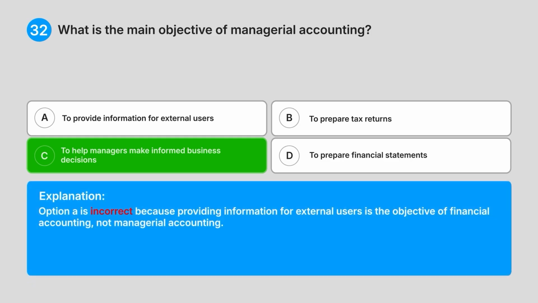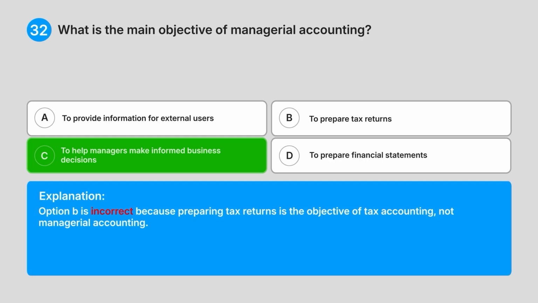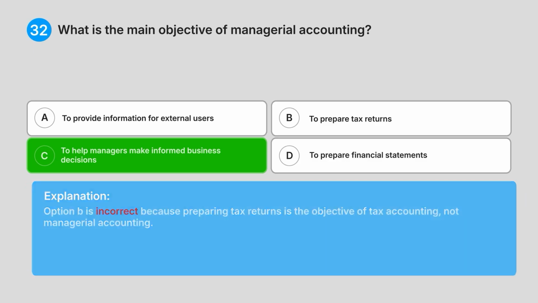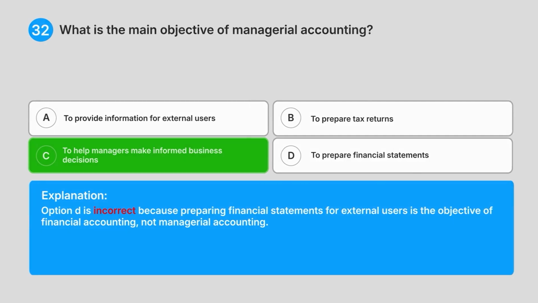Option A is incorrect because providing information for external users is the objective of financial accounting, not managerial accounting. Option B is incorrect because preparing tax returns is the objective of tax accounting, not managerial accounting. Option D is incorrect because preparing financial statements for external users is the objective of financial accounting, not managerial accounting.